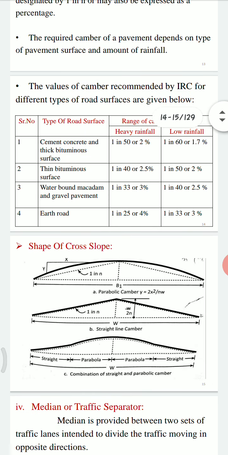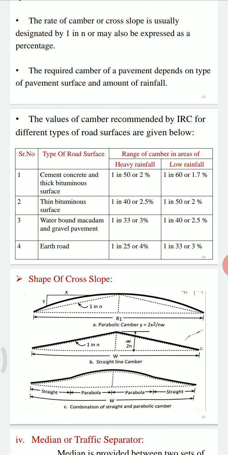See the type of road, range of camber in heavy rainfall areas and low rainfall areas. Cement concrete and thick bituminous surface roads are provided 1 in 50. 1 in 50 means 2% in heavy rainfall areas, and in low rainfall areas 1 in 60, that is 1.7%. For bituminous surface, 1 in 40 or 2.5%, and 1 in 50 or 2%. Water bound macadam or gravel pavements 1 in 33 or 3% in heavy rainfall areas. In low rainfall areas 1 in 40 or 2.5%.